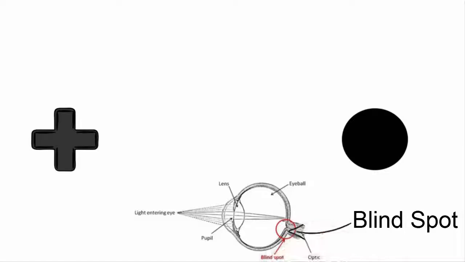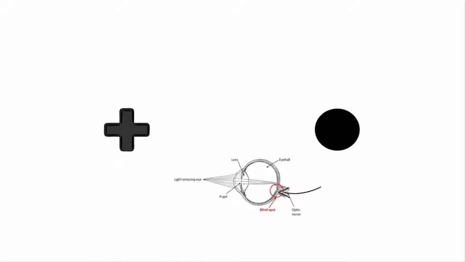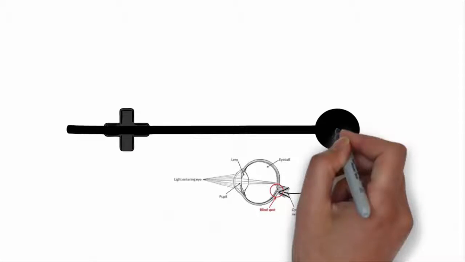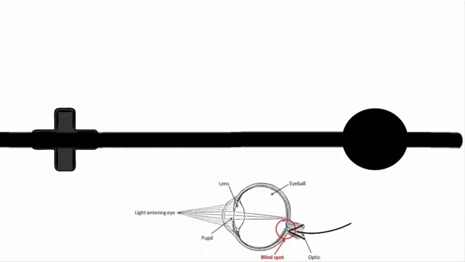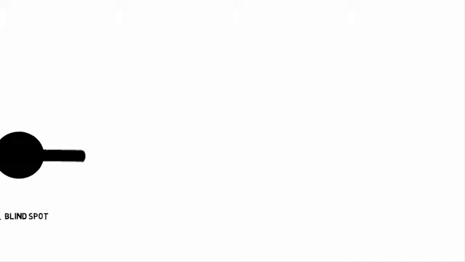If we add a line through the image and you try again, you will notice that your brain fills in information, and makes you think the line is continuous instead of there being a hole in your vision.